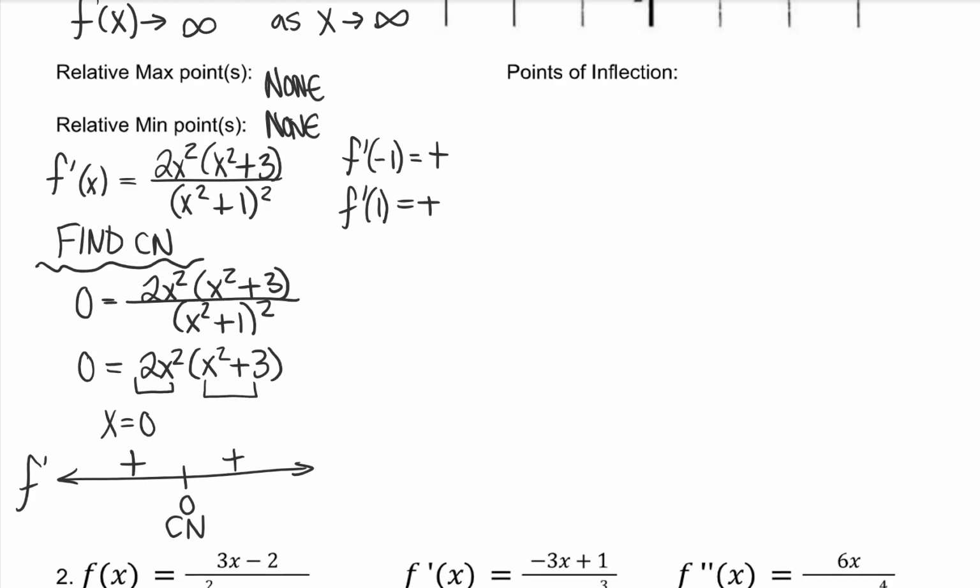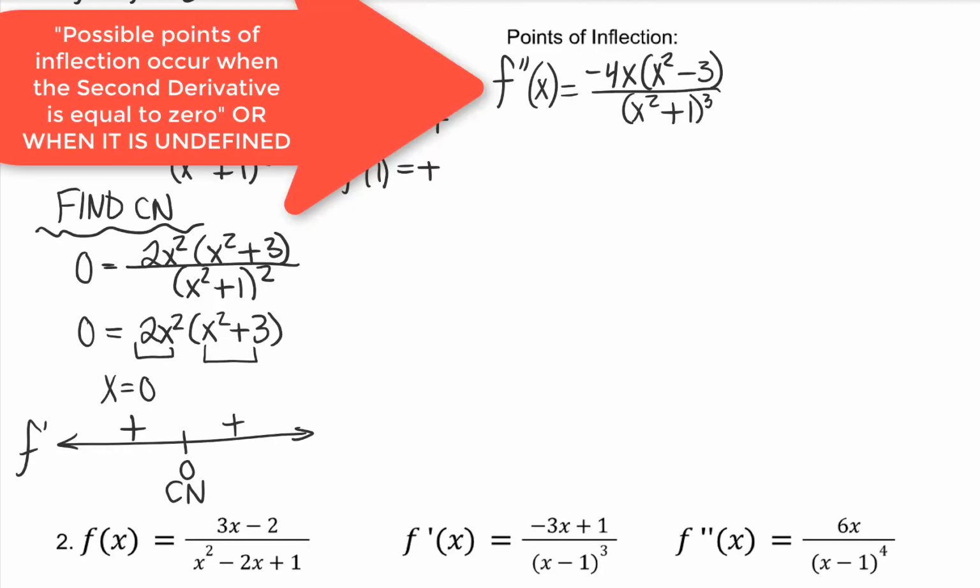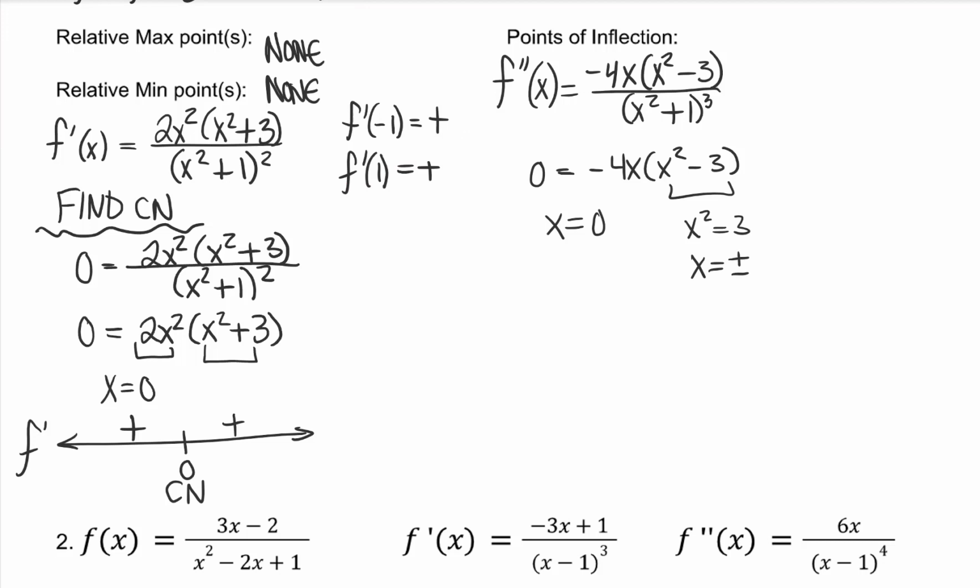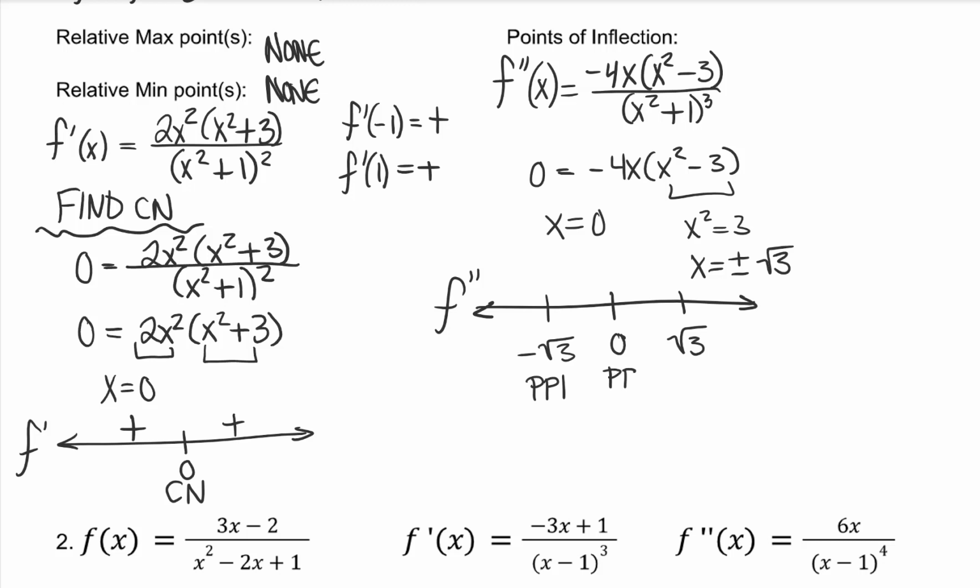Let's try making an f prime prime number line to determine intervals of concavity and if there are any points of inflection on this graph. Possible points of inflection occur when the second derivative is equal to 0. So let's go ahead and solve that. The second derivative is equal to 0 at 0 and at plus or minus root 3. All these x values are candidates for possible points of inflection, and we will check the intervals now.